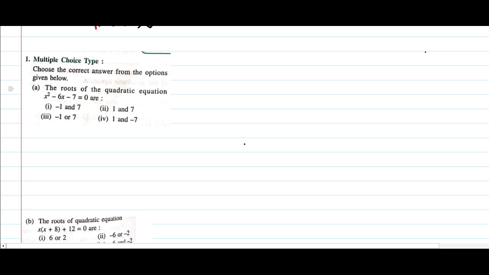So the first question they have given here is multiple choice type. Choose the correct answer from the options given below. The roots of the quadratic equation, that is x square minus 6x minus 7 is equal to 0. So we have to find the roots of this quadratic equation. The options given are 4 options. We have to first solve this question and then we will get the answer. We have to choose the correct answer from the given 4 options.